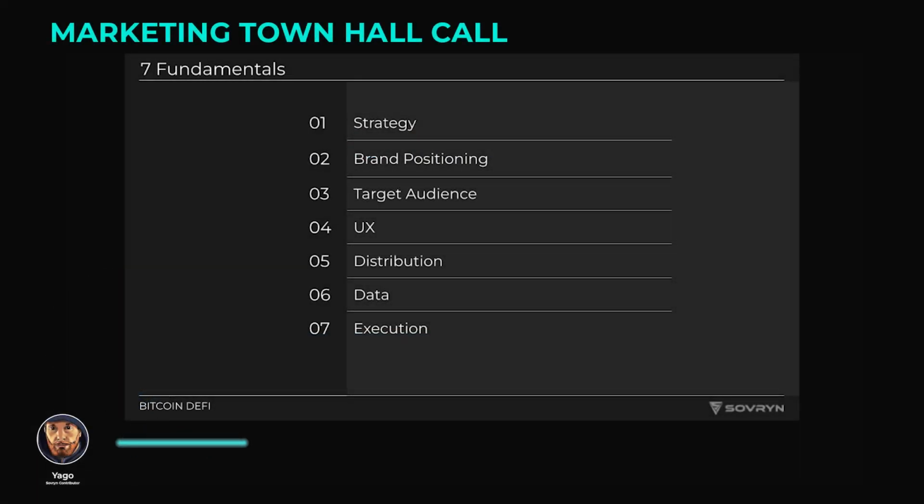We'll start with the 7 fundamentals of marketing just generally, and specifically the 7 fundamentals we'll be focusing on for Sovryn's adoption strategy. Obviously, the first part of that is going to be strategy, so that's the first thing we'll talk about. Then we'll talk about brand positioning. We'll talk about target audience. We'll talk about UX, user experience, because the user experience is part of how the product markets itself, and so is not separate. Then we'll talk about distribution, in other words, how we will distribute the message, data, and finally, execution.